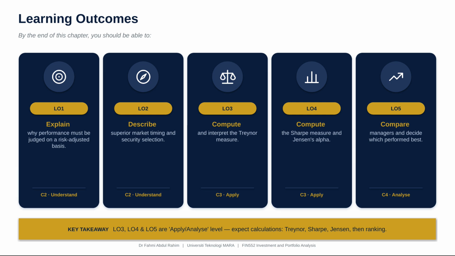The fourth, also apply level, is to compute the Sharpe measure and Jensen's alpha. And the fifth, an analyze level outcome, is to compare several managers using these measures and decide which one performed best. Notice the exam tip: the last three outcomes are calculation-based, so this is a numbers-heavy chapter. You will compute Treynor, Sharpe, and Jensen, and then rank funds. I will walk you through every formula and a full worked example. Let me show you the roadmap.